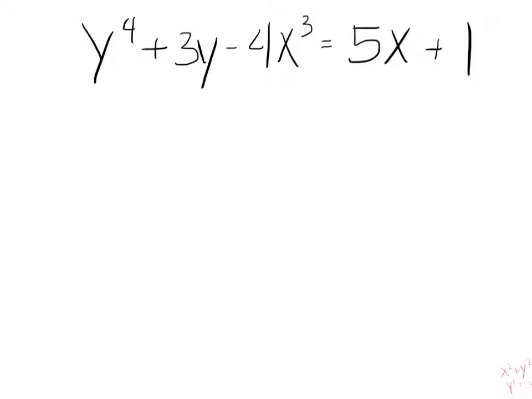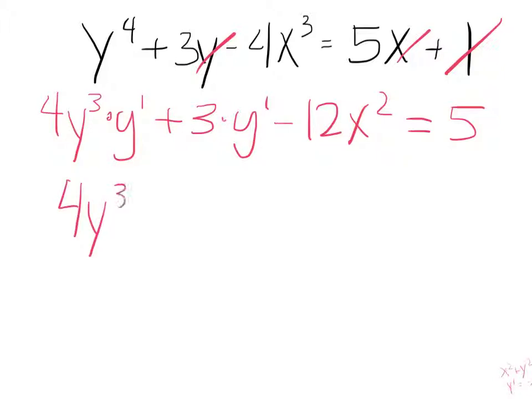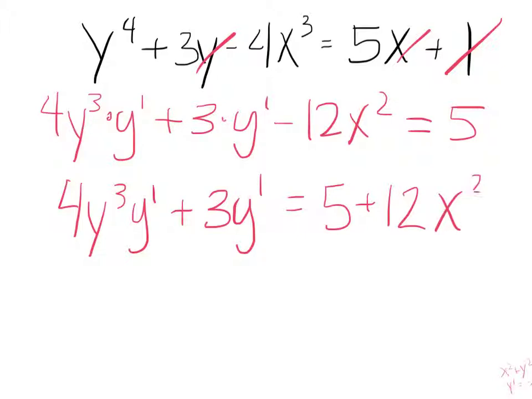So we start by taking one term at a time. 4y cubed is the derivative of that times y prime, plus 3 times y prime, always include a y prime, minus 12x squared equals 5. This cancels out, the x's and that y cancels out, and then we have y prime. But we don't want y prime like this, we want it to be on its own. So first we move all the others to the other side so that this is 5 plus 12x squared. Then we factor to get y prime alone.